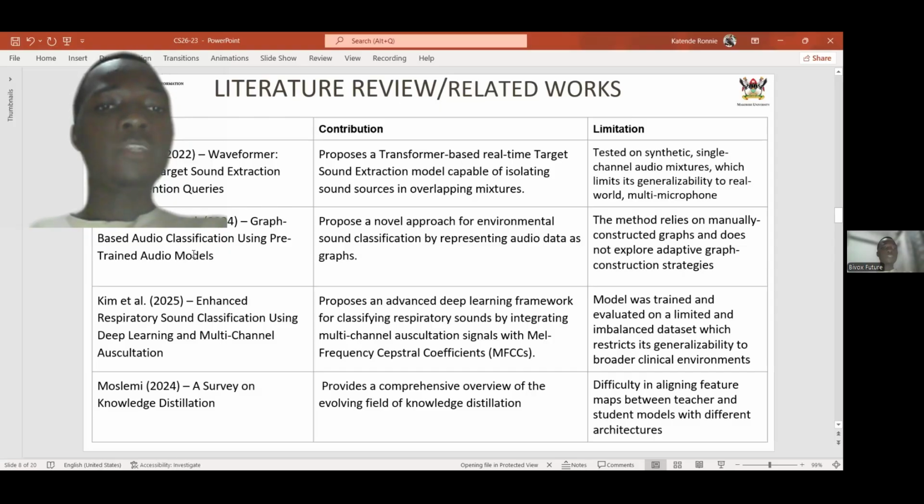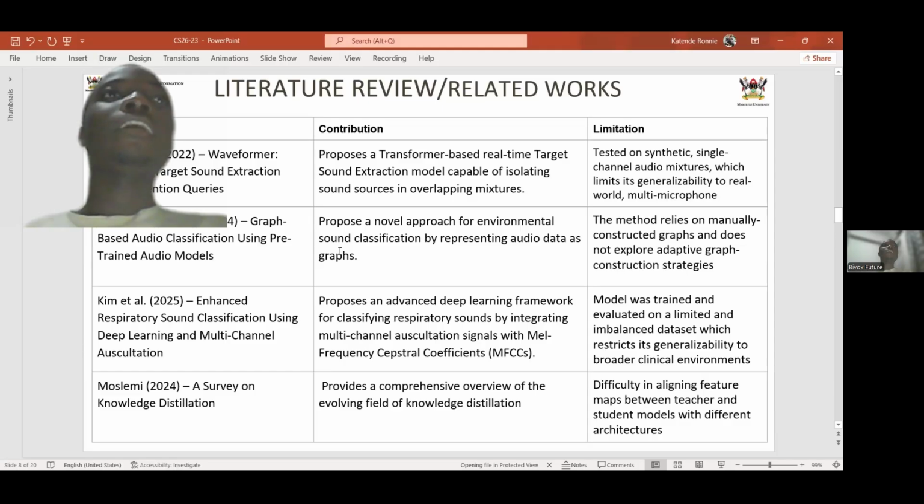We have the graph-based audio classification paper. This one majorly proposes a novel approach for environmental sound classification by representing audio data as graphs. First of all, this paper occurred in terms of sound classification. Let me say those whistles and crackles. Why am I giving whistles and crackles? Because specifically these are the respiratory sounds.